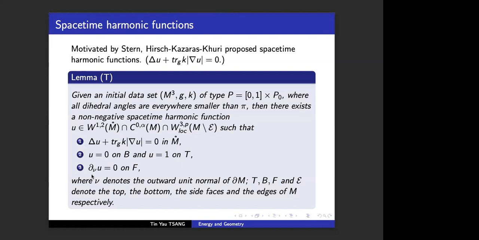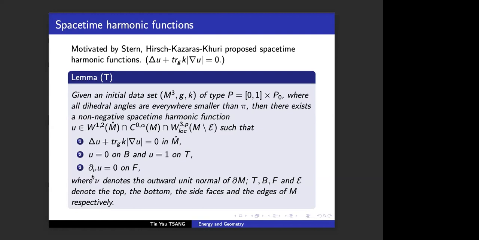So now it's time to introduce spacetime harmonic functions. Stern, Hirsch, Kazaras proposed spacetime harmonic functions, which are defined as this: Laplacian u, this time you have to add an extra term, plus trace of k times the norm of gradient u equals 0. So this is a particular lemma.